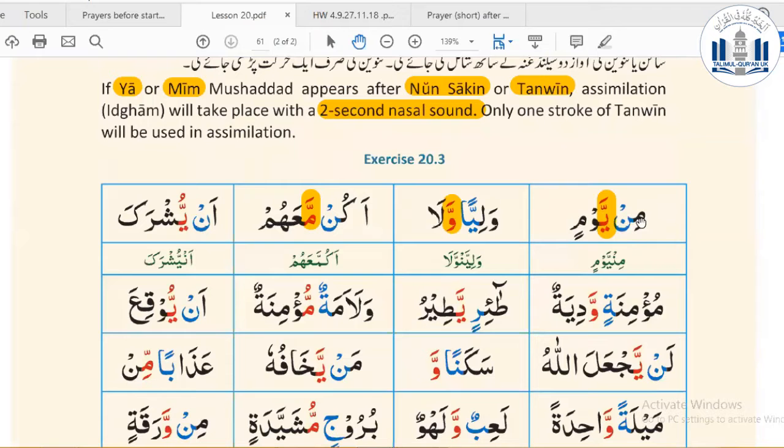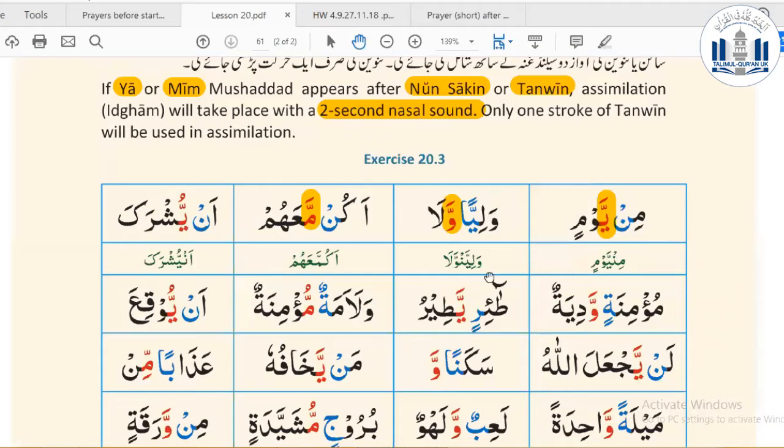Now, some students might mistake reading this and straight away join the Mim to the Ya and say Miya. That's wrong. That's not how you say it. You must take into account the Noon sakin in the middle, and for that you have to produce a 2-second nasal sound in the middle. Miya.